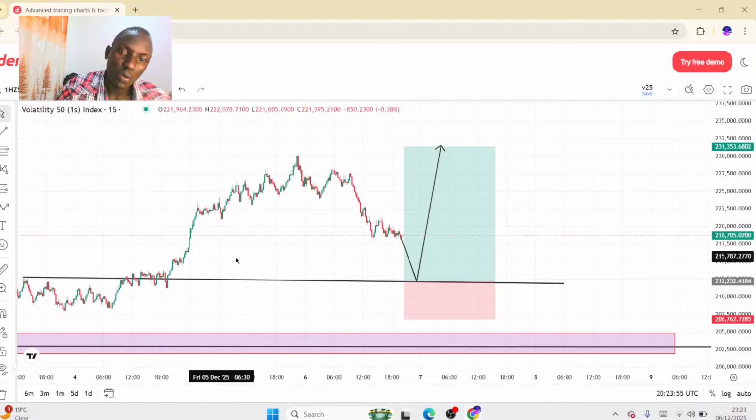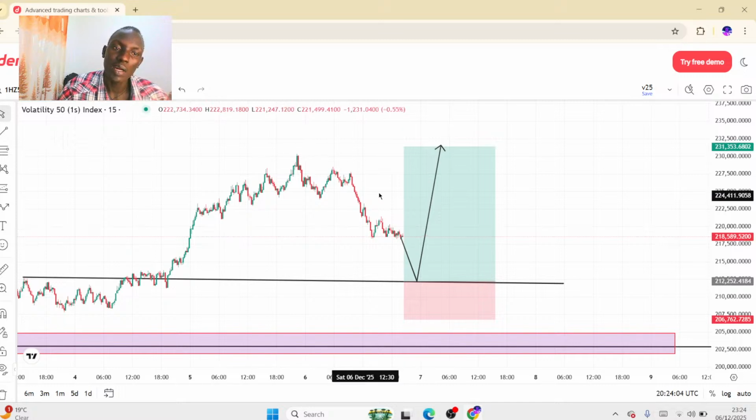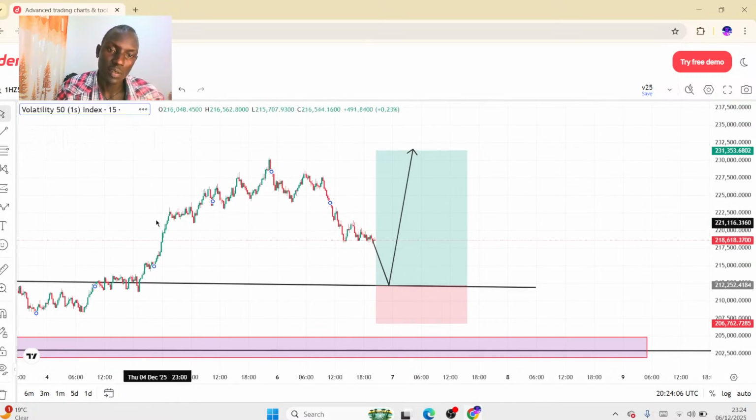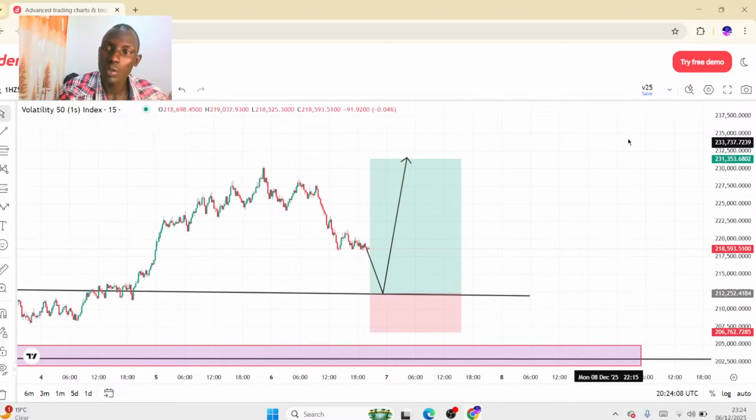We are seeing also this gap here. This gap needs to be filled, meaning we are waiting for a pullback and then we can be able to buy, targeting this, above the high. So that is going to be our target right there.